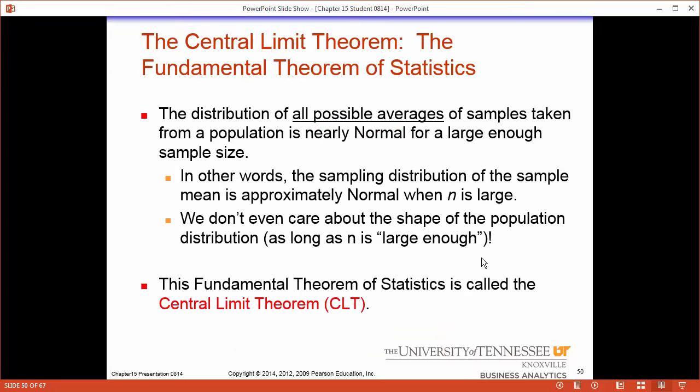This is called the central limit theorem. The central limit theorem is the idea that as we look at a distribution of means, we can describe it with a normal model when n is large enough. This is the distribution of all possible sample averages.